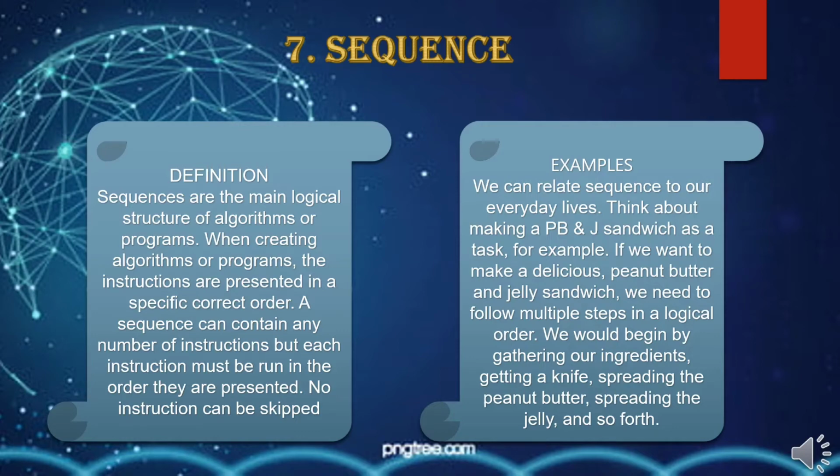For example, we can relate sequence to our everyday life. Think about making a PB&J sandwich as a task. For example, if we want to make a delicious peanut butter and jelly sandwich, we need to follow multiple steps in a logical order. We should begin by gathering our ingredients, getting a knife, spreading the peanut butter, spreading the jelly, and so forth.